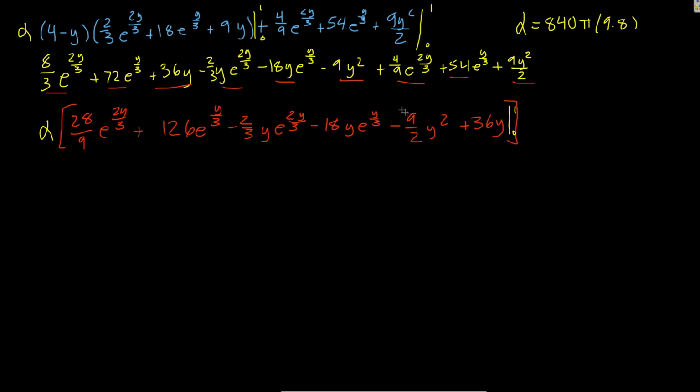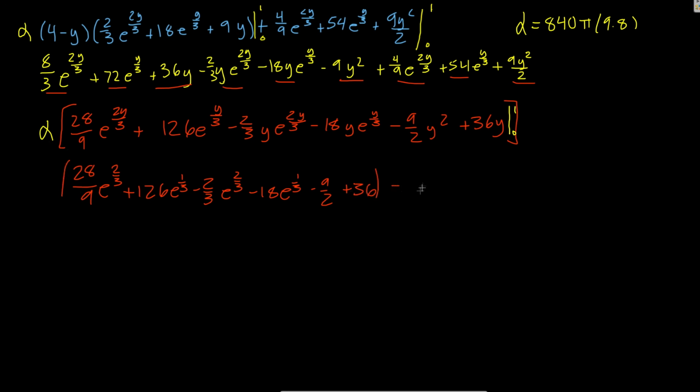So, let's start doing it. Let's start plugging in the values of 0 and 1 here. It's going to be a long process. Okay. So, 28 over 9 times e to the 2/3 plus 126 e to the 1/3 minus 2/3 times 1 times e to the 2/3 minus 18 times 1 times e to the 1/3 minus 9 over 2 times 1 squared, which is just 9 over 2, plus 36 times 1, which is just 36. So that's our 1. Okay?